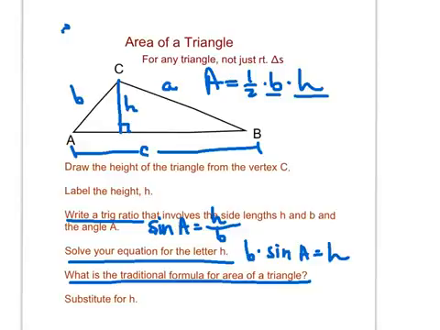That gives me area is 1/2 the base, which we said was letter C in our diagram, times the height, which is B sine A. So now I have a new formula for the area of a triangle when I know the angle A and the side lengths of that triangle that form the angle A. As long as I have an angle and the sides that make up that angle, then I can use this formula for the area of a triangle.